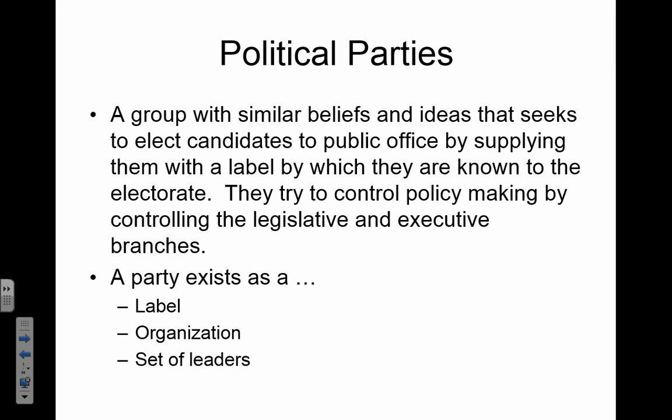They also have to have an organization. They've got to have things in place that would help get their members elected. Ways of raising money. Ways of getting information about different issues to their party members. There's got to be something more than just a name. They have to be organized in a way.